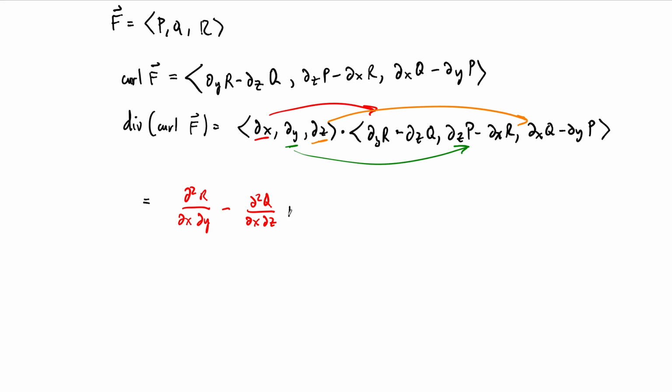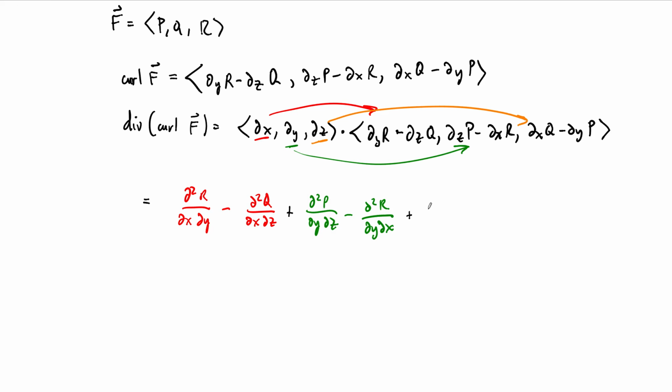All right. The next one is going to be plus d squared p, and this is now dy dz. Remember, the one to the right is actually the closest to p. That's the one that hit p first. Minus the next derivative is d squared r, and this is going to be dy dx. Okay. And if we're going to color code this one, then this one becomes green, right?